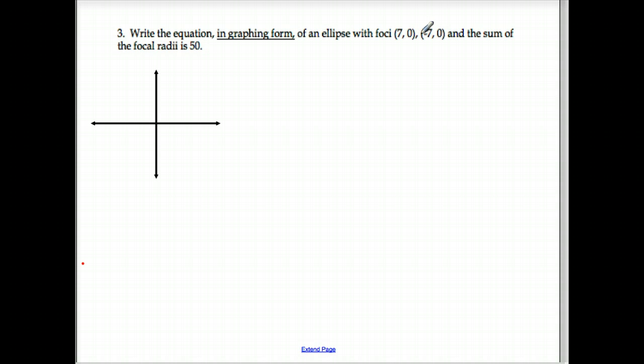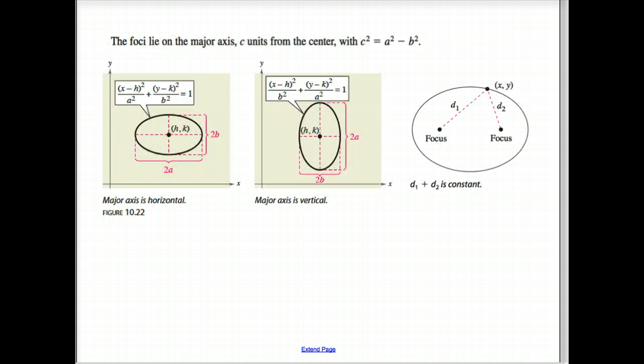So they give us the foci. That's 7 and -7 on the x-axis. Okay, and now they tell us that the sum of the focal radii is 50. So that means they're talking about the sum of these distances here. This distance plus this distance equals 50. So for us, this plus this has to add up to 50.